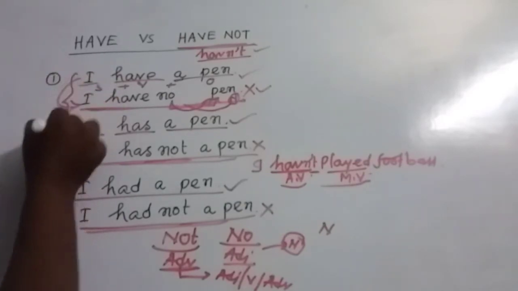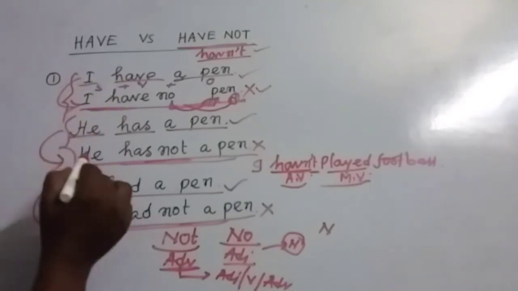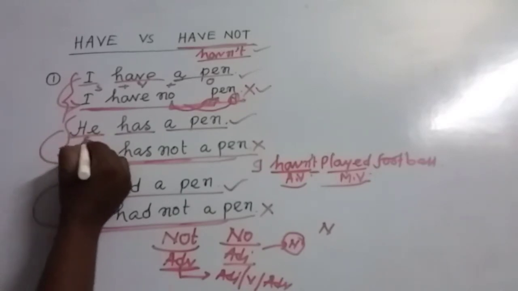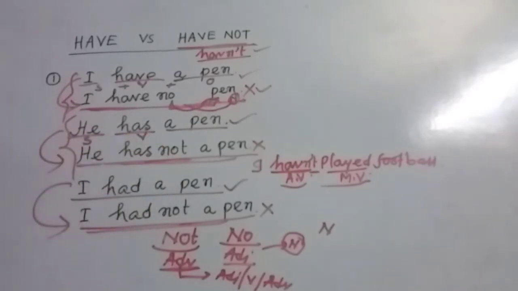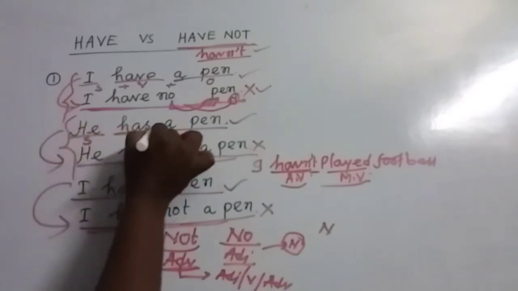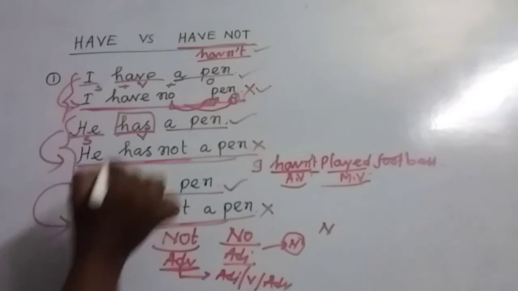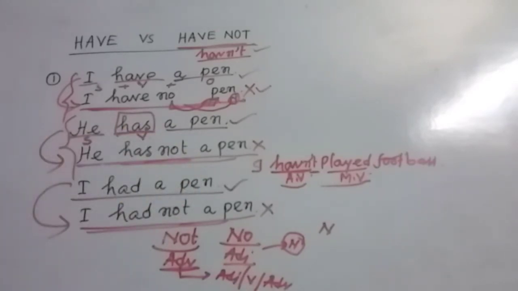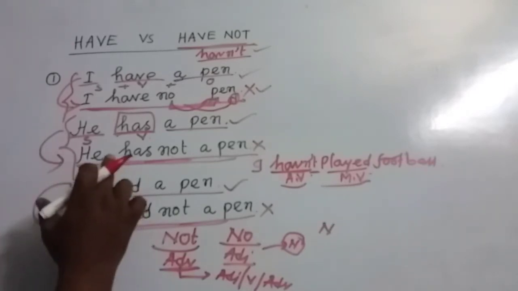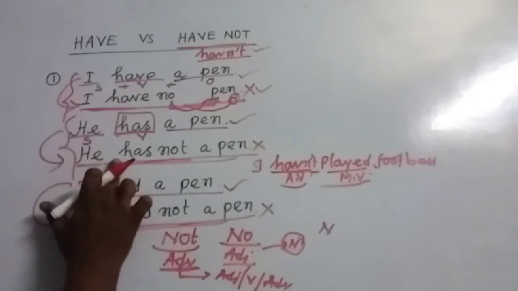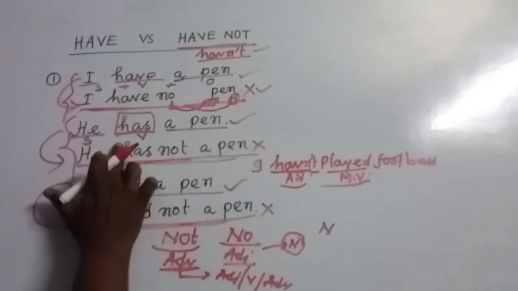But here you can see, my dear friends, the subject is he. This is the subject and this is the principal verb here. These types of verbs show possession and here it is a principal verb. As a result, we cannot use not with it. So, my dear friends, we have to use a separate auxiliary verb for it. And with this auxiliary verb, we can use not. Let's look at this one. If we write, we have to write in this way. So, he has a pen. We have to write.